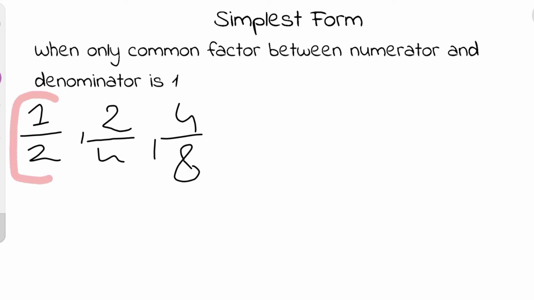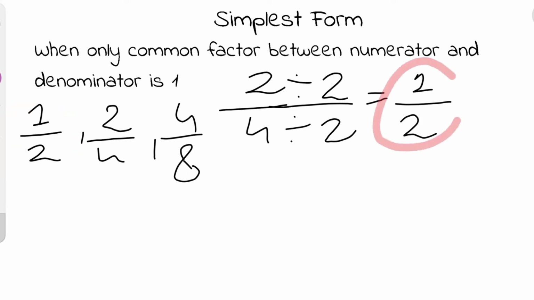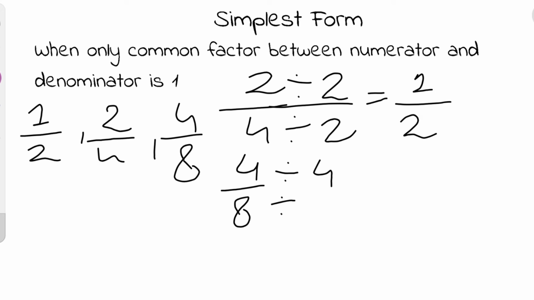1 by 2 is already in the simplest form as 1 and 2 do not have any common factor other than 1. Now let's take 2 by 4. 2 by 4 has a common factor, that is 2. So we will divide both the numerator and denominator by 2. We will get 2 divided by 2 is 1 and 4 divided by 2 is 2. Now if you can see here, this is also 1 by 2. Similarly, if you bring 4 by 8 to its simplest form, you will see that the answer is again 1 by 2 only.